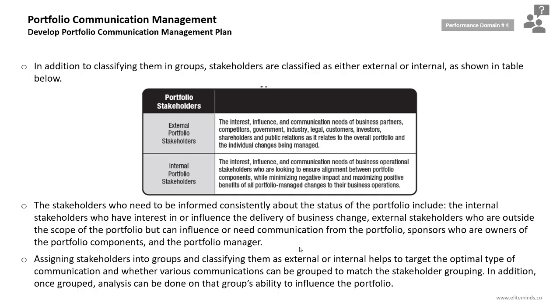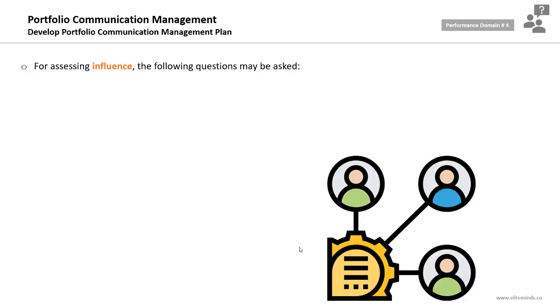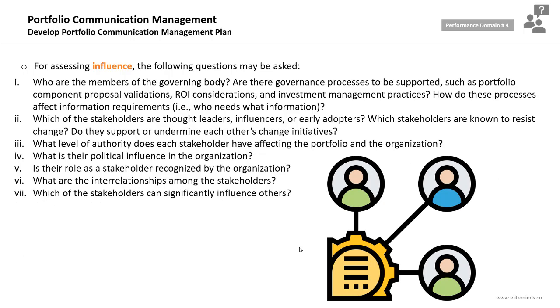In addition, once grouped, analysis can be done on that group's ability to influence the portfolio. For assessing influence of the key stakeholders, you will identify using the stakeholder analysis technique. You can ask such questions. Who are the members of the governing body for the portfolio? Which of the stakeholders are thought leaders, influencers, or early adopters? What level of authority does each stakeholder have affecting the portfolio and the organization? What is their political influence in the organization? Is their role as a stakeholder recognized by the organization? What are the interrelationships among the stakeholders?